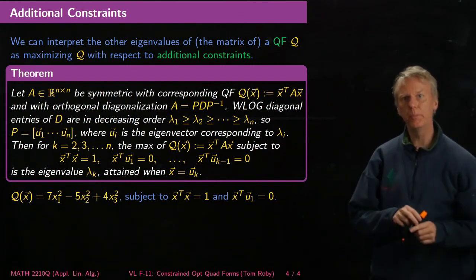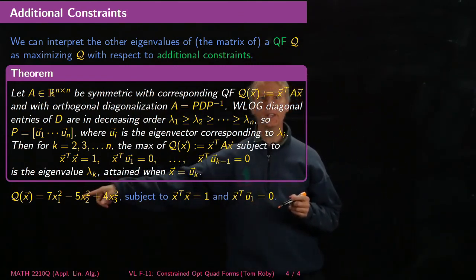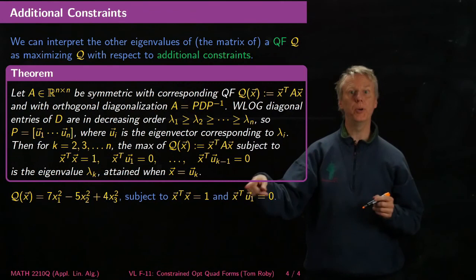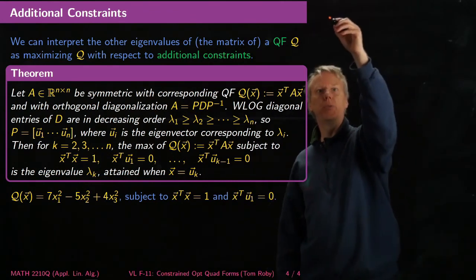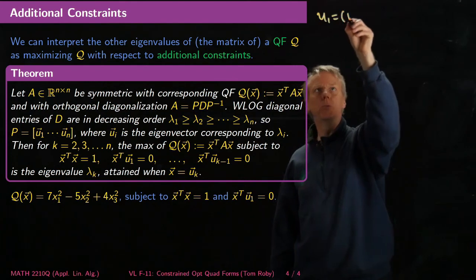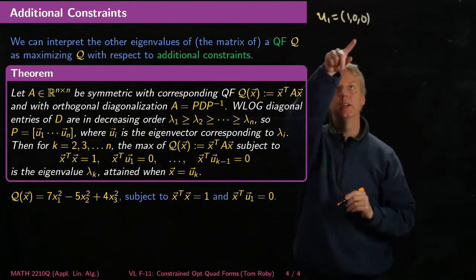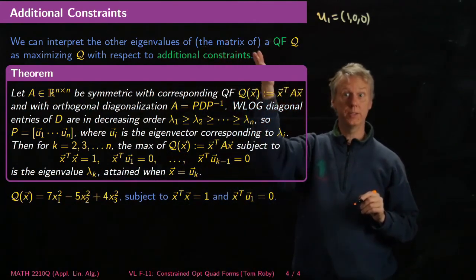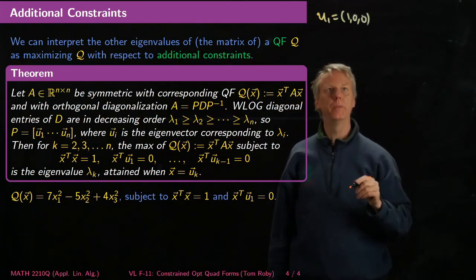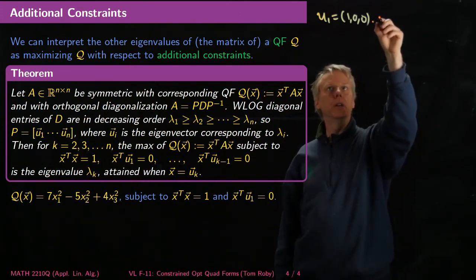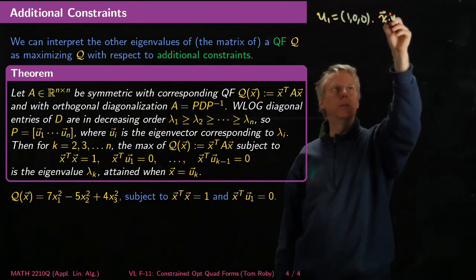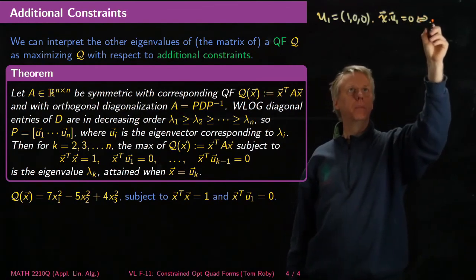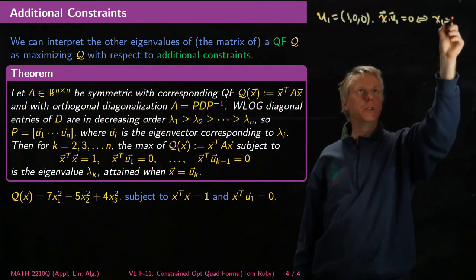So let's take a quick look at this example because it's very helpful, right? So if q(x) equals the same quadratic form we had before, subject to being on the unit sphere, and I have to be orthogonal to u1, well, in this situation, what was u1? u1 was just (1, 0, 0), because I have no cross terms, right? So that's the value that maximizes that. That's the eigenvector corresponding to the diagonal matrix 7, minus 5, 4. But saying that x dot u1 equals 0 is equivalent to saying that x1 is just equal to 0.